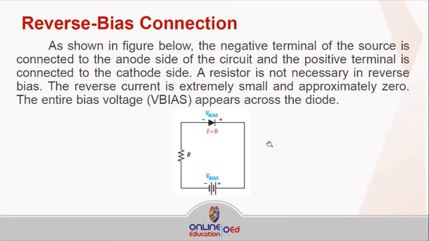A resistor is not necessary in reverse bias since hindi naman kailangan natin mag-limit ng current, since there's no current or naka-block yung current dito through reverse bias connection. Then the reverse current is extremely small and approximately zero. Then the entire bias voltage, V bias, appears across the diode. Okay, direkta na siya, kahit wala na itong resistor. Hindi na necessary in reverse bias because the reverse current is extremely small and approximately zero.